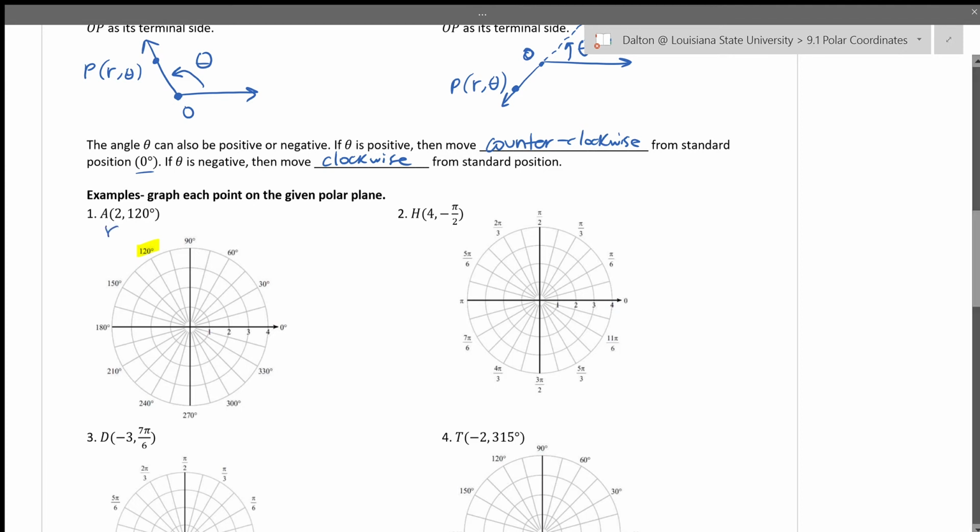So if r is 2, that means I'm going to start here at the pole, and then I'm going to go 2 rings in the direction of 120 degrees. So this would be the first ring, and then the bigger point that I've graphed would be the second ring. So that would be r is equal to 2. So this would be point A. Now, we're not graphing angles, we're not graphing vectors or anything like that. That's just the point A on the coordinate plane.